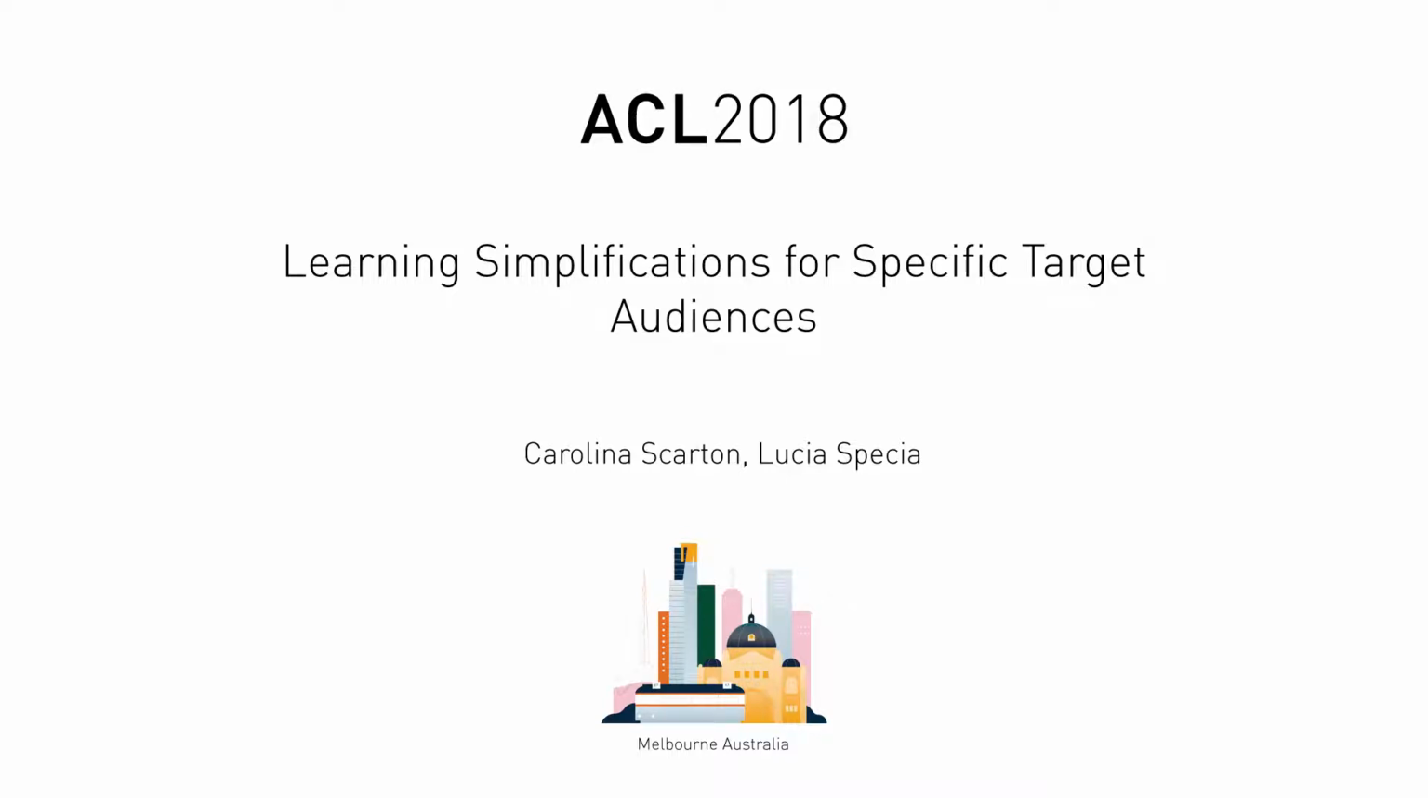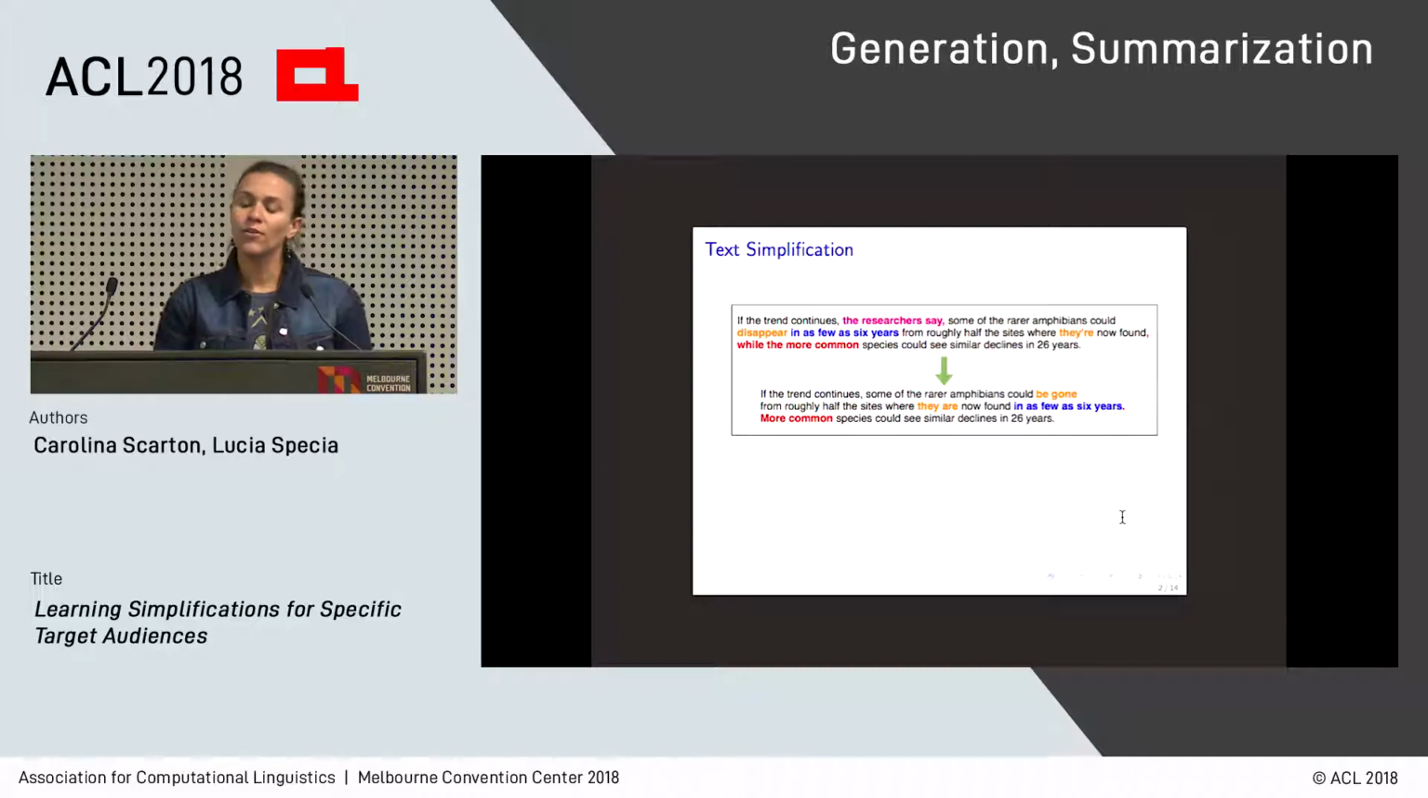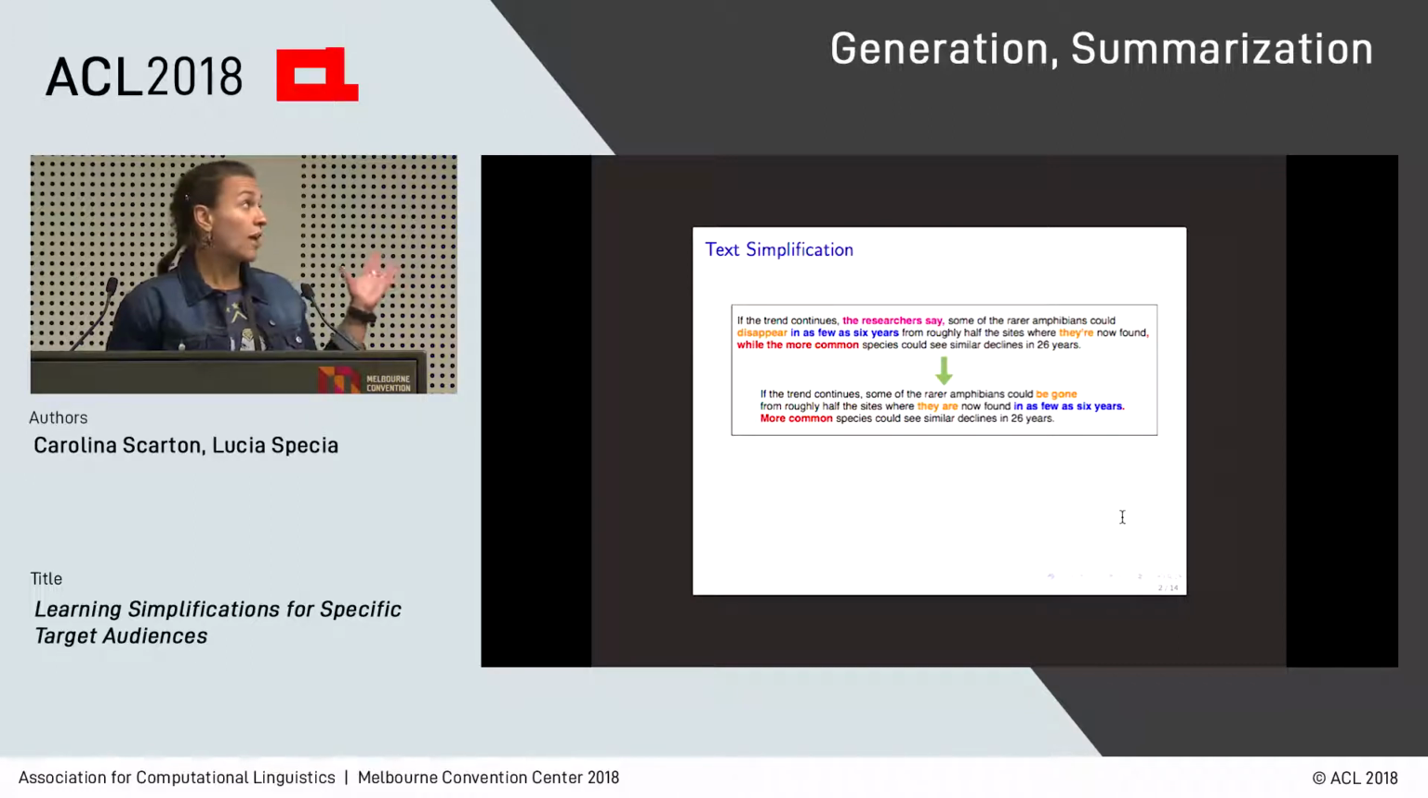This is joint work with Lucy Specia at the University of Sheffield, and this work was funded by the European project called Simpatico. So when you think about text simplification, the idea is to transform an original text into a simplified version. In the example that I have here, you can see that there are several things happening in order to transform the top sentence into the simplified version on the bottom.